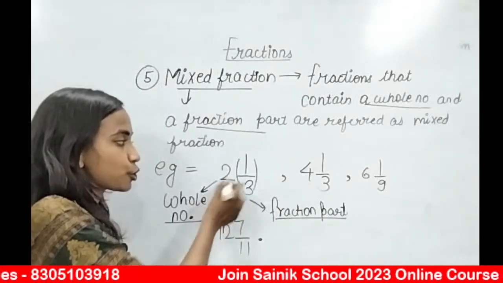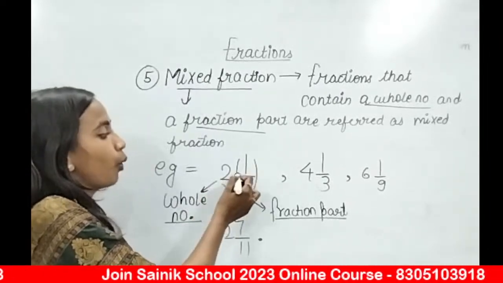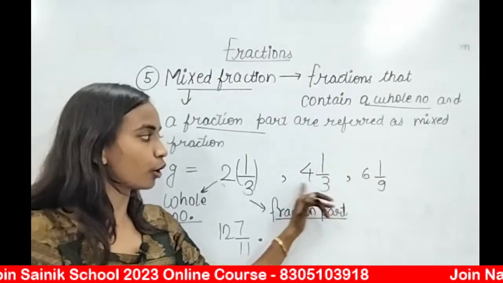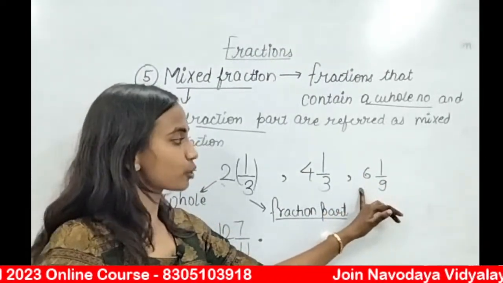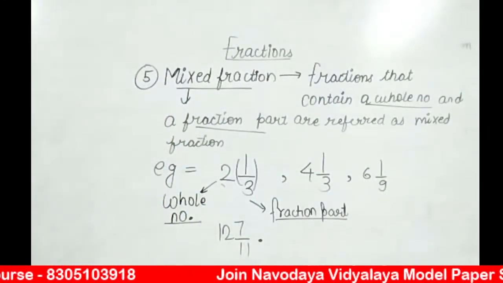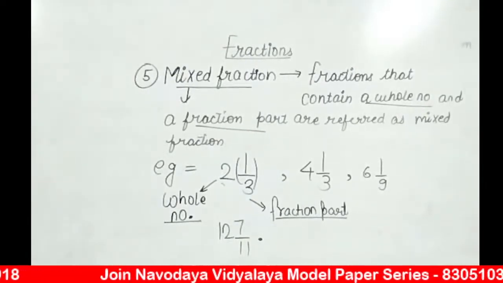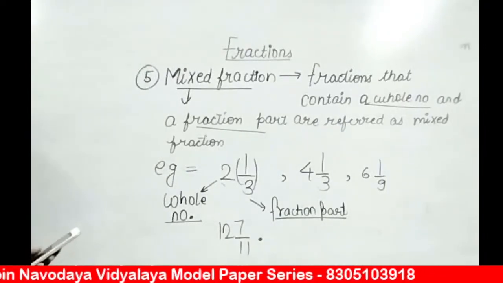You can read it as 2 1 by 3, or we can read it as 2 whole 1 by 3. Okay, so both ways are correct. 4 1 by 3 or 4 whole 1 by 3. 6 1 by 9 or 6 whole 1 by 9. So is it clear to everyone what mixed fractions are? Okay, so these were mixed fractions.